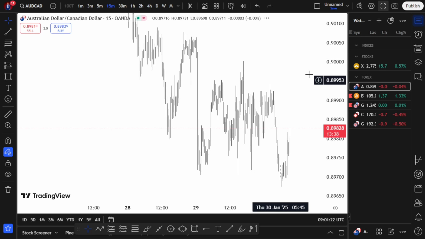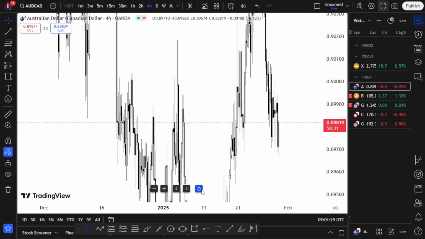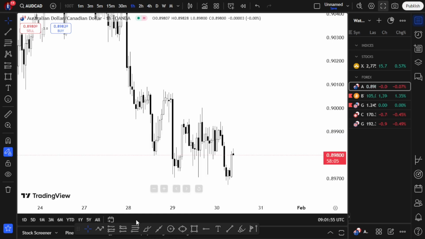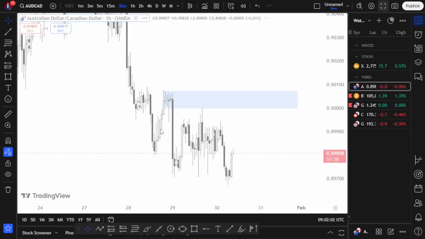Let's look at Australian dollar, Canadian dollar. On this one, it's bearish, temporarily bearish. I'm not seeing anything too reasonable right here. Well, I can see that there's a break of structure to the downside. There's also a break of structure here, and the market has actually traded into this supply zone already. Let me see on the 30 minutes if I can refine things a bit. The market has traded into that supply zone, and I believe it's still going to drop.